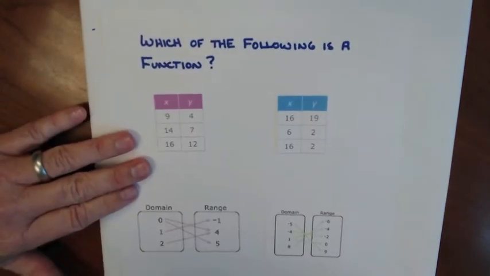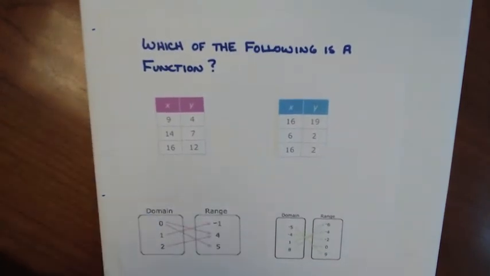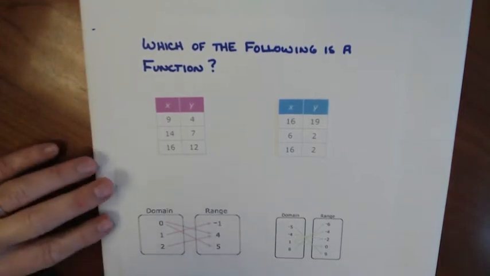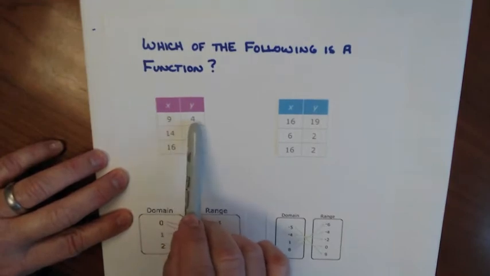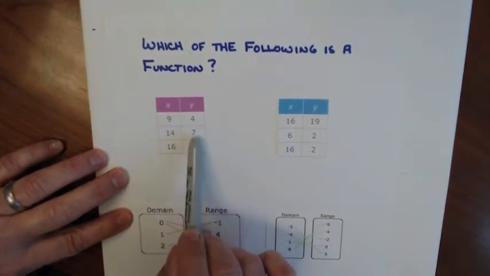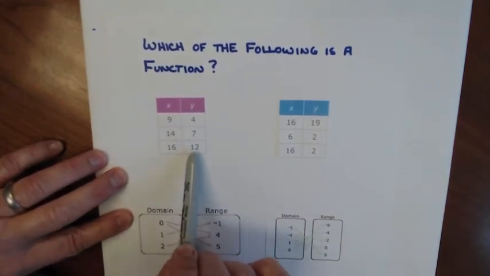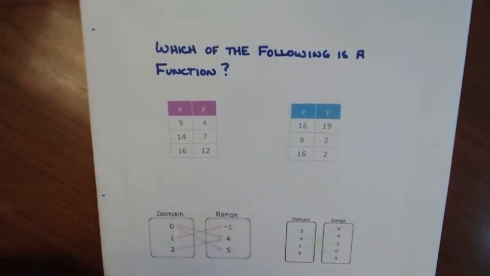So let's look at some other examples. Which of the following is a function? So this one's listed as a table. 9 is assigned to 4, 14 is assigned to 7, and 16 is assigned to 12. Then yes, that one is a function.